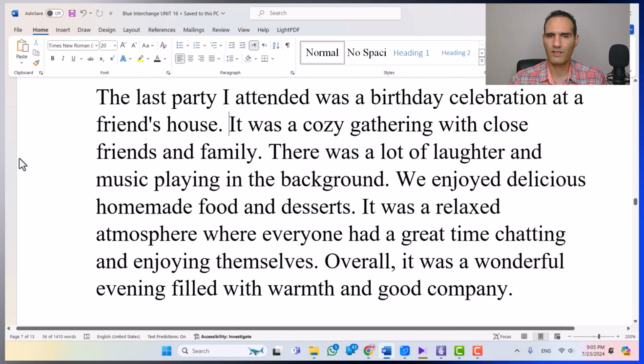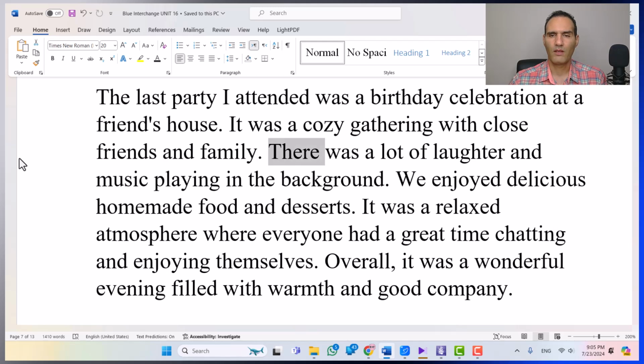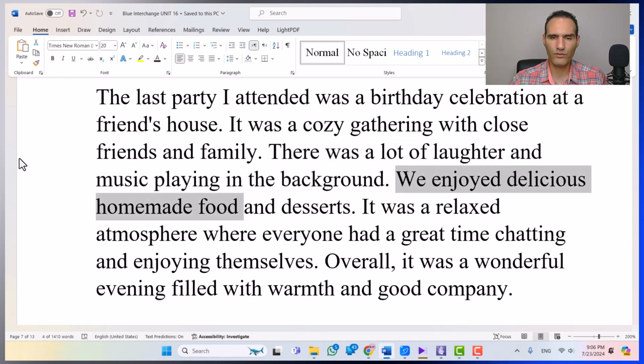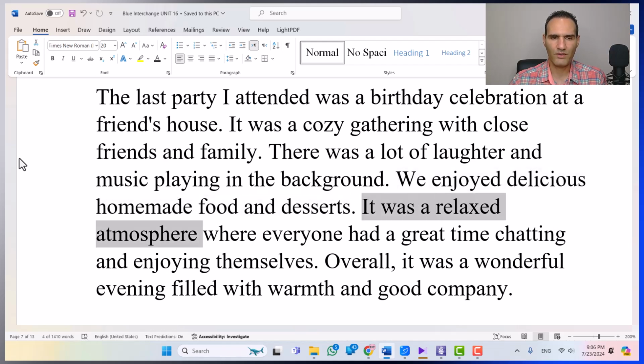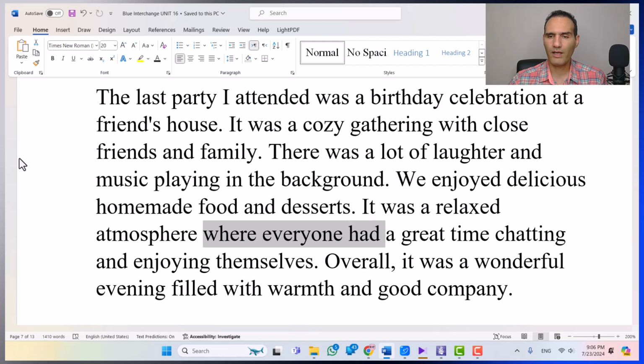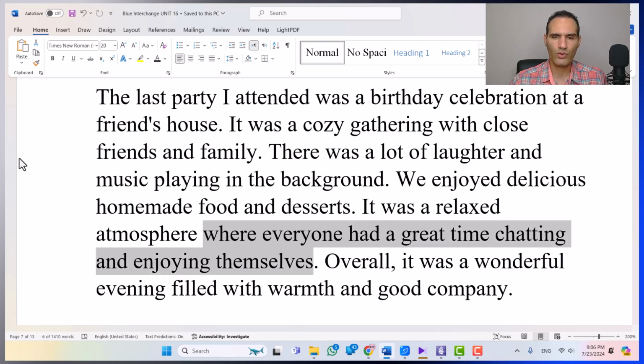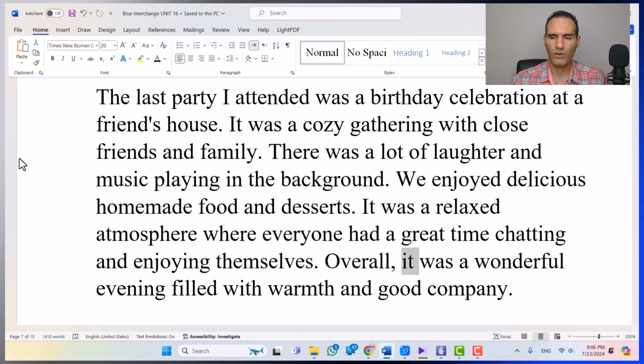Now, the description. It was a cozy gathering with close friends and family. There was a lot of laughter and music playing in the background. We enjoyed delicious homemade food and desserts. It was a relaxed atmosphere where everyone had a great time chatting and enjoying themselves. Overall, it was a wonderful evening filled with warmth and good company.